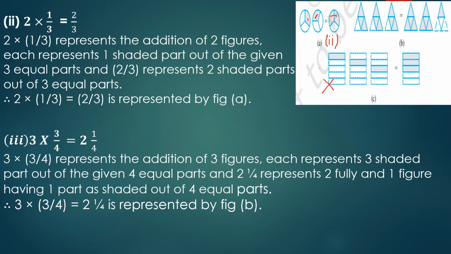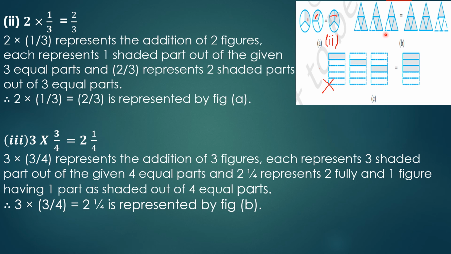Next, the third one, 3 into 3 by 4 equal 2 into 1 by 4. So 3 into 3 by 4, that is LHS, represents the addition of 3 figures. Here we have 3 figures, that is the only answer left. So let us see whether the question matches with the answer B or not. And 3 by 4 means each represents 3 shaded parts out of the given 4 equal parts. Here how many equal parts are there? There are 3 figures and 4 equal parts and 3 parts are shaded in each.